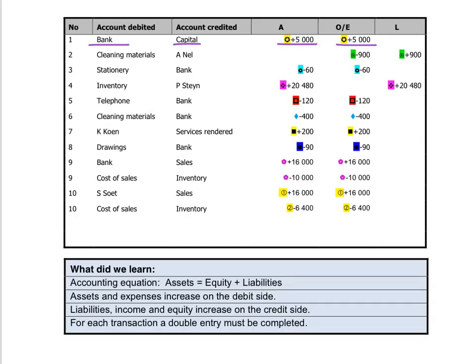Expense cleaning material is debited because we have more expenses. Expenses increase on the debit side. Because we pay expense, the profits will decrease, so the equity will decrease with 900. We buy on credit, so Nell is a creditor to us. So creditors control will be credited and Nell will be credited. And we owe money, so that means our liabilities will increase.